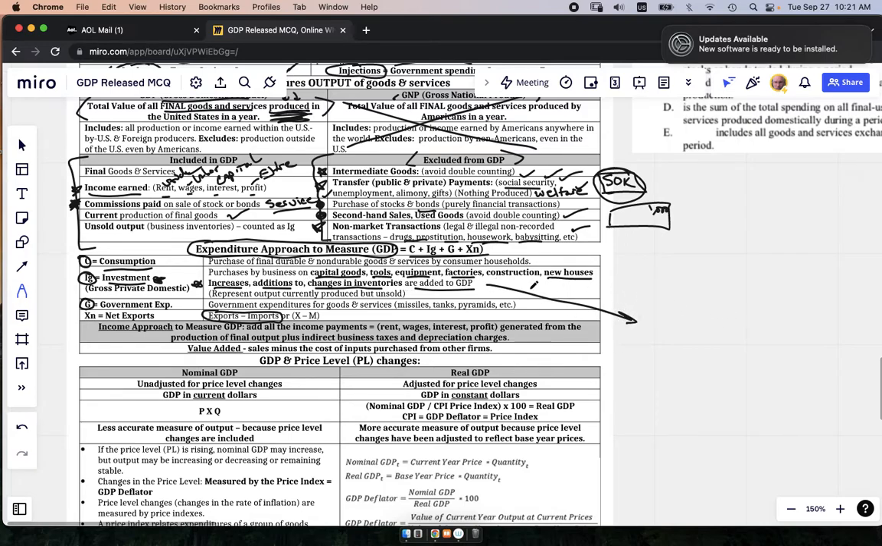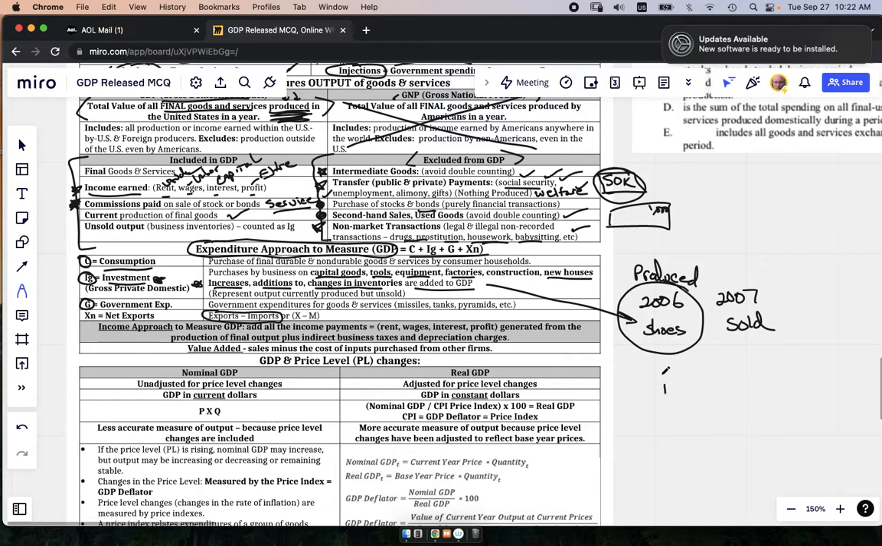But let's talk about it for just a second. If in 2006, you and I produce shoes, and then those shoes sit in our inventory and they're not sold until 2007, my question to you would be, what year do they get counted in GDP? 2006 when they're produced, or 2007 when they're sold?